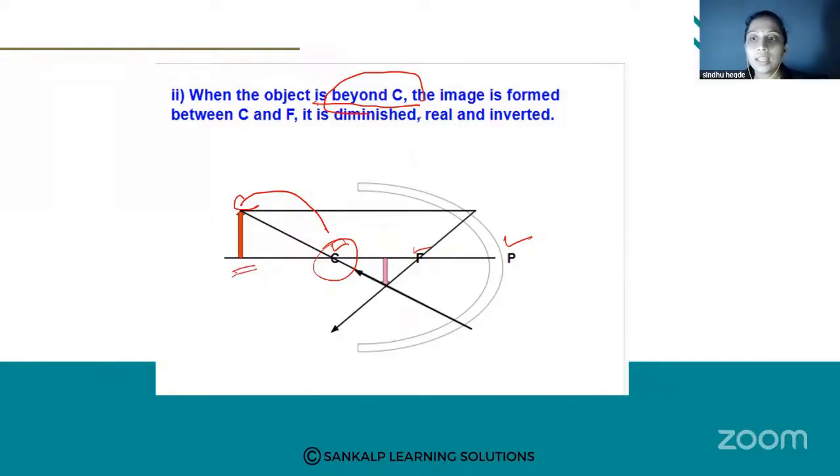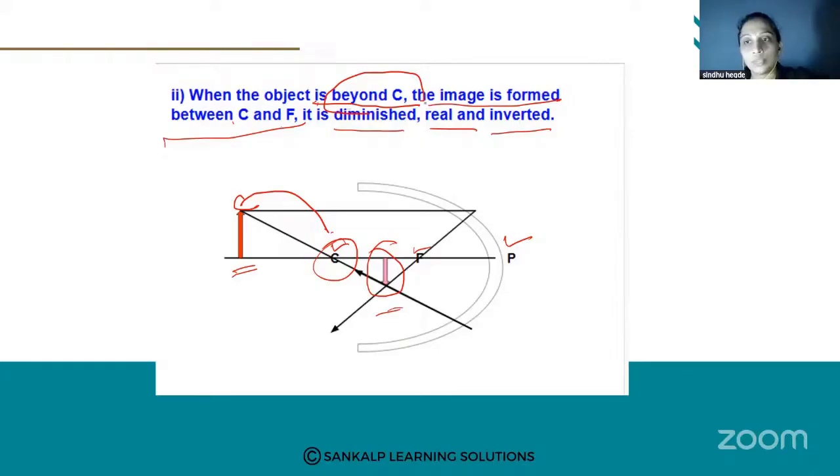Then what's formed here? The image is formed between C and F. C is nothing but the center and F is the principal focus. The image is formed in between the C and F point. Observe this diagram. See, how is this image? Firstly, it's inverted, and then diminished, and a real image is formed here.